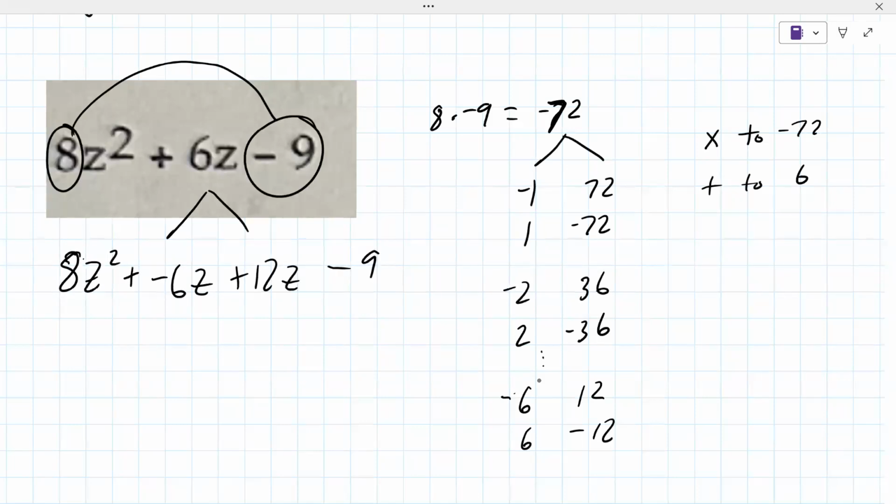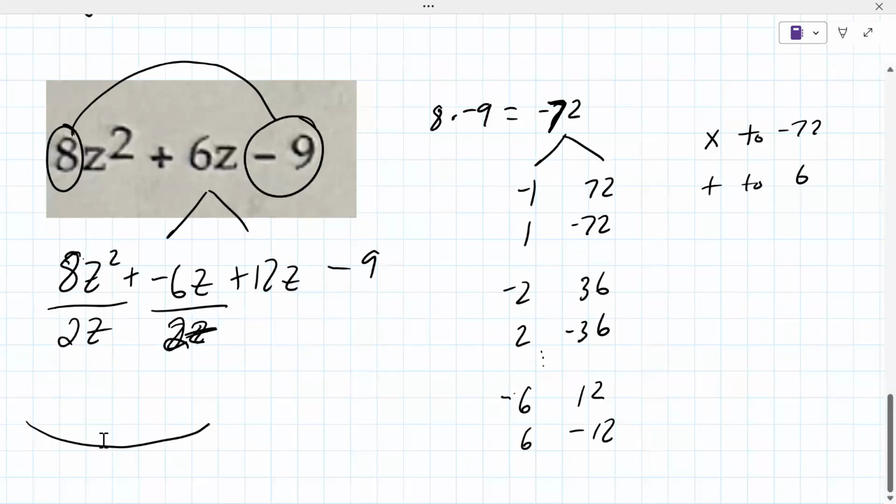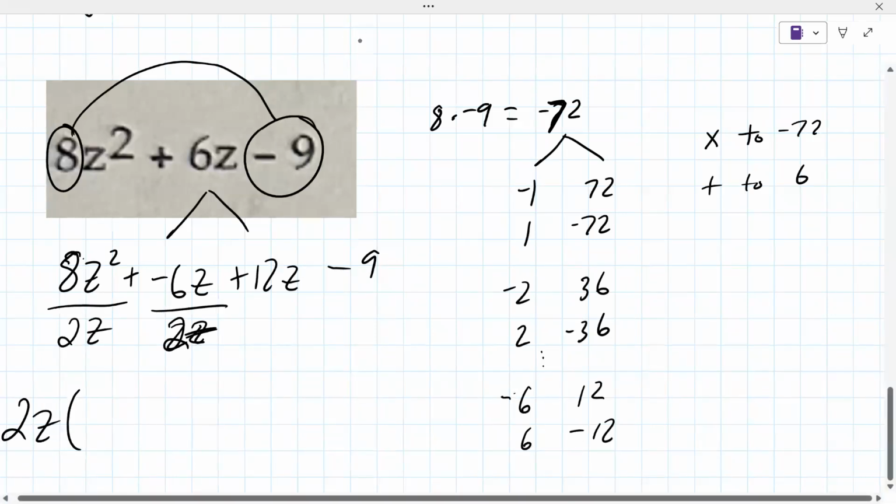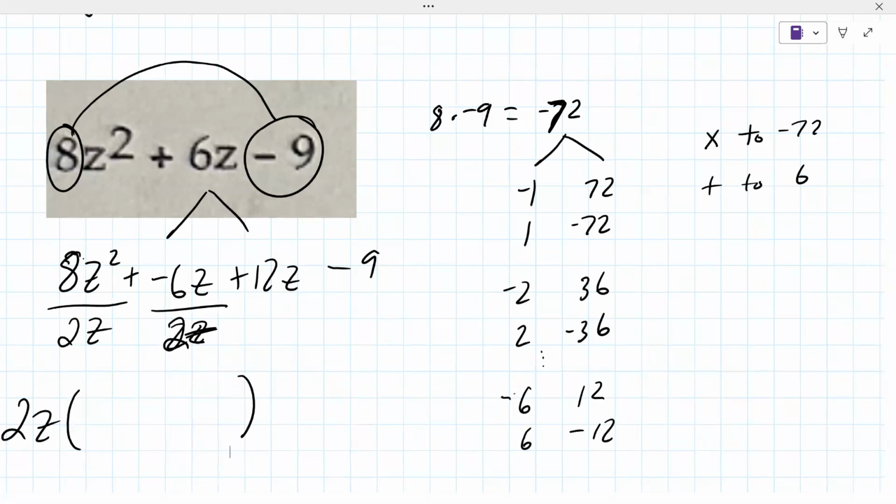bring the 8z squared down. And then you again look at the first two. This time, you're dividing by 2z. So that's 2z on the outside. Tell me what goes on the inside, please. So it'd be 4z.